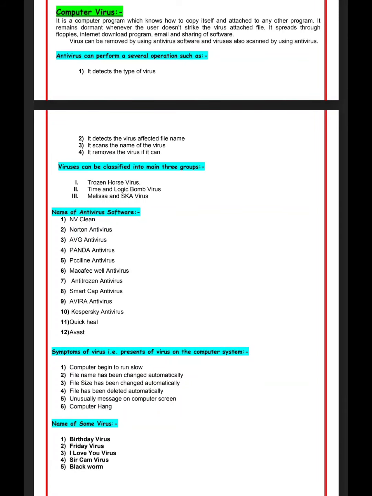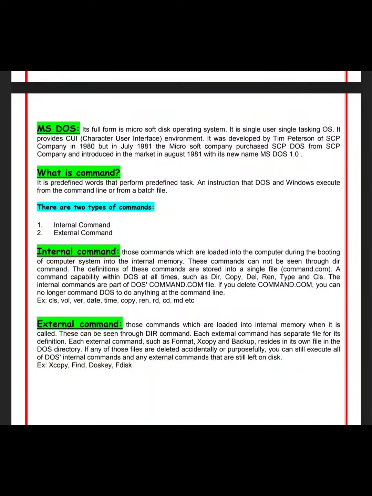MS-DOS. Its full form is Microsoft Disk Operating System. It is a single tasking operating system. It provides a CUI character user interface environment. It was developed by Tim Paterson of the SCP company in 1980. But in July 1981, the Microsoft company purchased SCP-DOS from the SCP company and introduced it in the market in August 1981 with its new name MS-DOS 1.0.